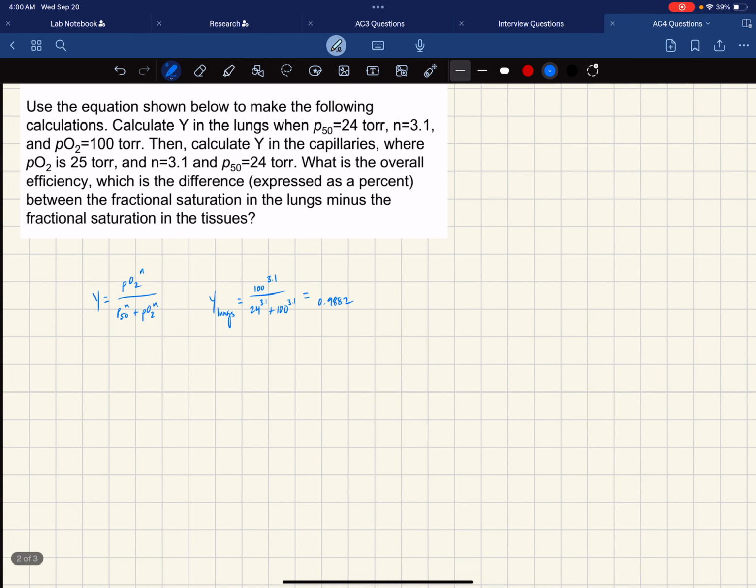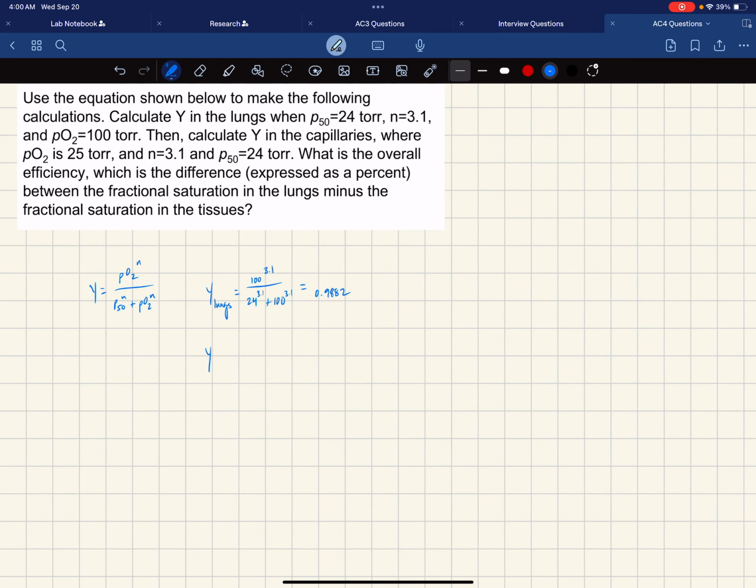So that's going to give us 0.9882. And then in the capillaries, we'll do the same thing, but this time we'll change the pressure. It's 25 torr in the capillaries, but the n term will stay the same because the cooperativity of that protein will stay the same. Over 24 to the 3.1 plus 25 to the 3.1.